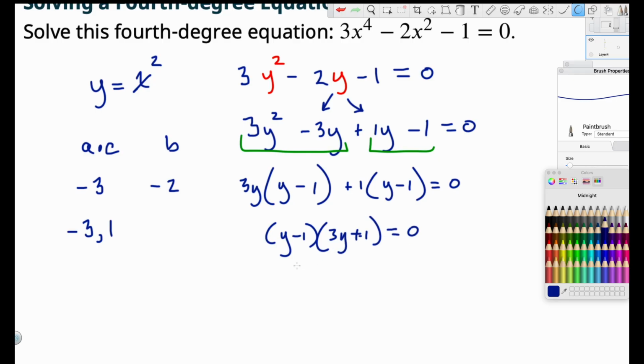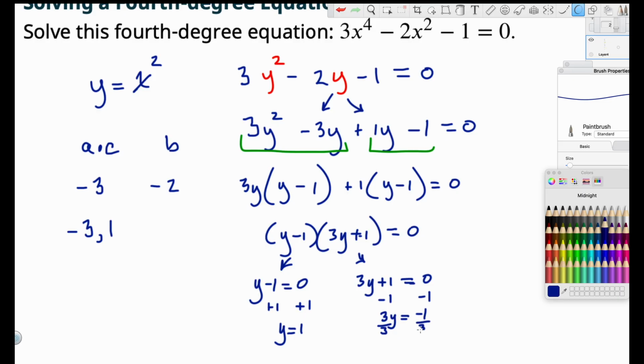Equals 0. And now we use the multiplicative property of 0. We set each of these parts equal to 0, and then we're going to solve these linear equations separately. And I get y equals 1, and I get y equals negative 1/3.